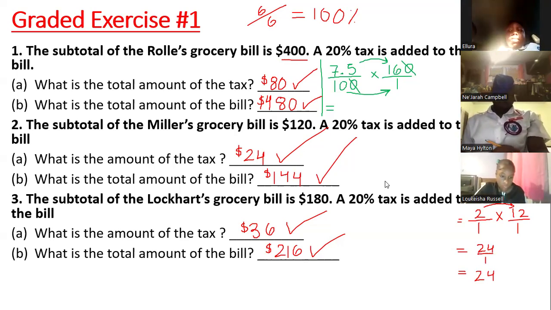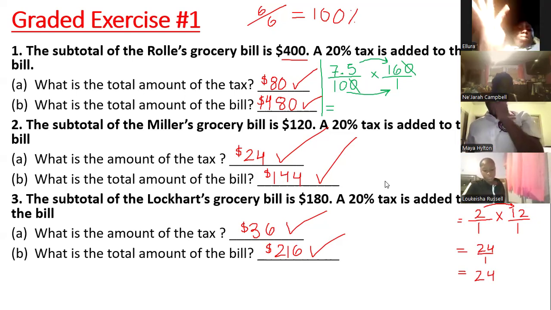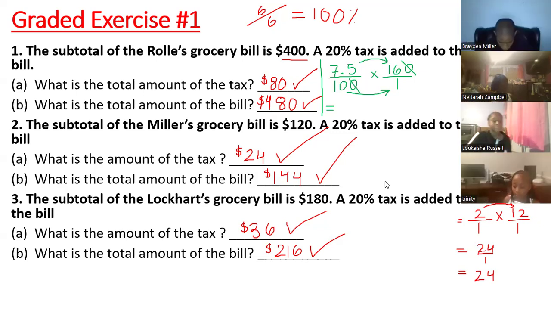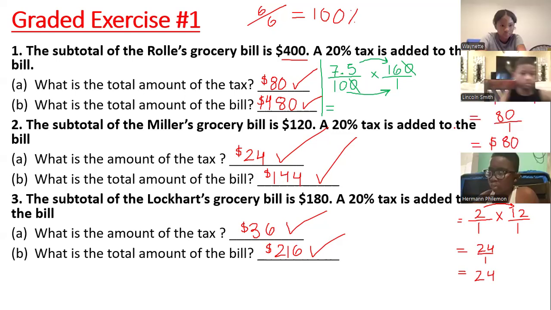30% of 600. What did y'all have for that one? 180. Anyone else got that? 180. If you add it to 600, what do you get? 780. Najara, you got that? Lincoln, you got that? Yes, I got that.